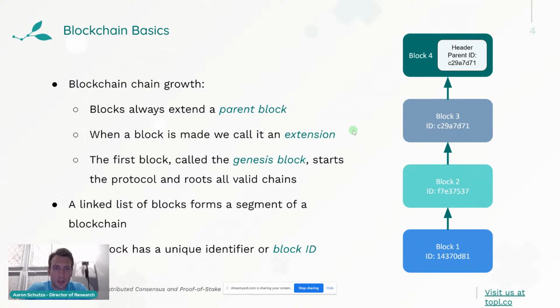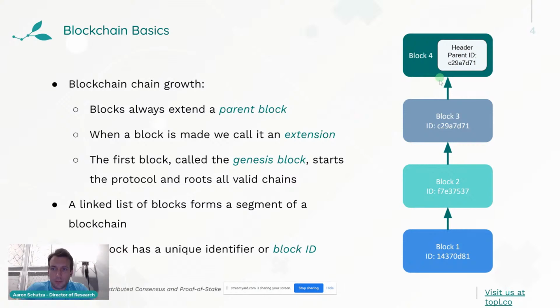And blockchains grow in time. And when a blockchain is extended, when a block is made, we call it an extension. And that extension always references a parent block. And the associated parent block forms a linked list. And this linked list forms a segment of a blockchain. So for the purposes of this presentation, we're going to be understanding blockchains as these linked lists with forward-directed arrows where the parent points to the child block. So children are associated with their parent block through these arrows.